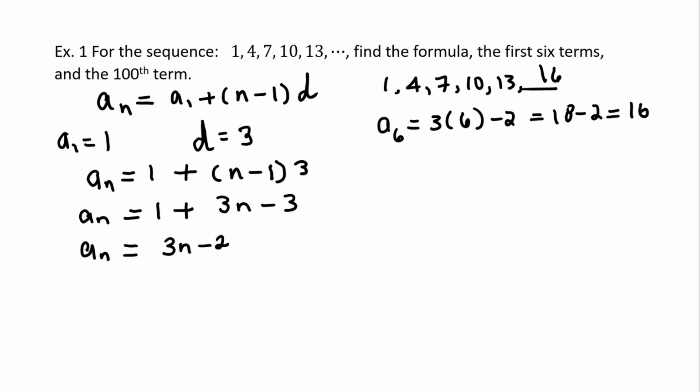And then one more thing, we need to find the 100th term. So using the nth term formula, we'll put in 100 for the n. So you get 3 times 100 minus 2. 300 minus 2 is 298.